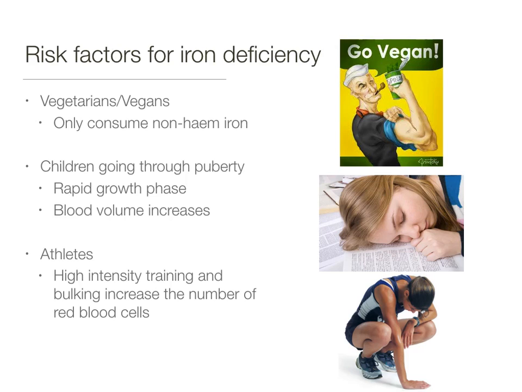Children going through puberty also are at greater risk of developing anemia, mostly due to it being a rapid growth phase in which their blood volume increases quite significantly. Obviously, a greater blood volume requires a larger number of red blood cells, a larger number of hemoglobin molecules, which all lead to an increased demand for iron.